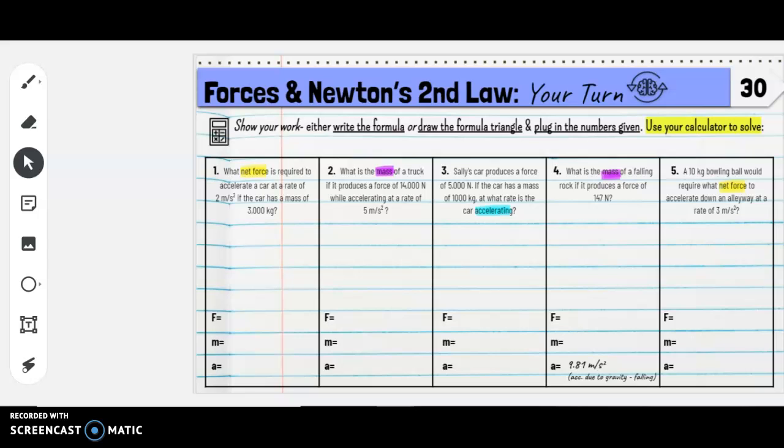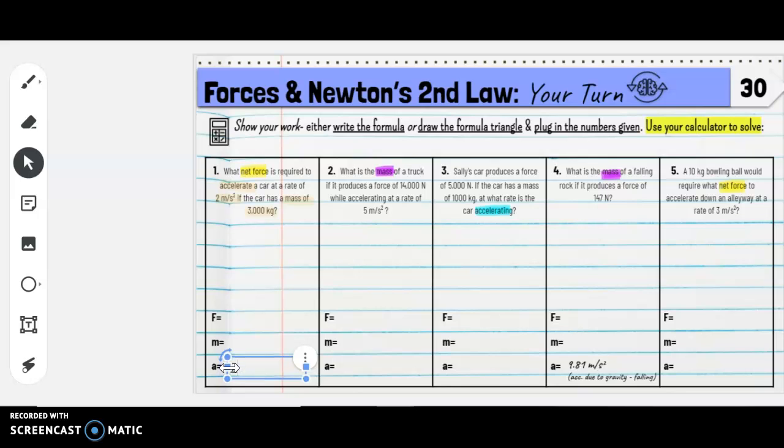It says to show your work, either write the formula or draw the formula triangle and plug in the numbers given. Use your calculator to solve. Taking a look at number 1, it says what net force is required to accelerate a car at a rate of 2 meters per second if the car has a mass of 3,000 kilograms. So I know we're looking for the net force. It tells us it accelerates at 2 meters per second.